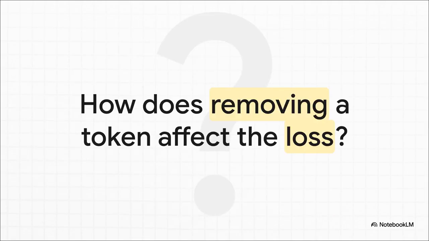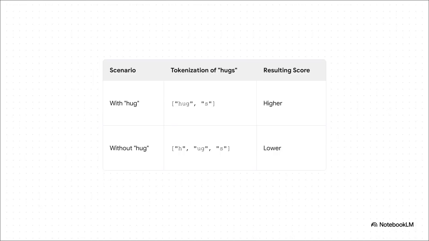So here's the million-dollar question. What actually happens to that loss score, that badness meter, when our sculptor decides to take the chisel and chip away a token from the vocabulary? Let me show you exactly how it works.